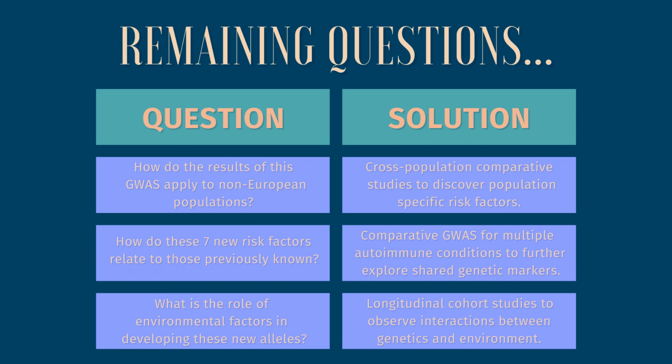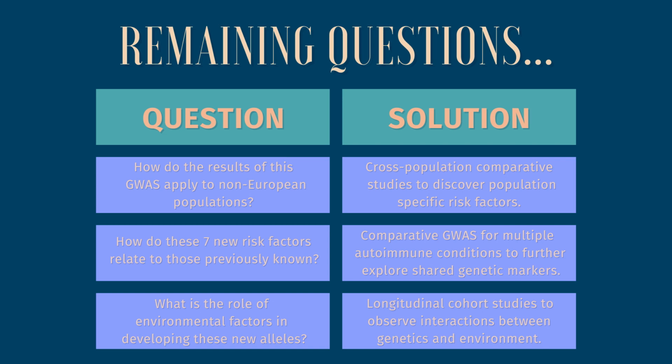After learning about the GWAS, we were left with a few remaining questions. For example, how did the GWAS results apply to the non-European populations? Our solution was to do a cross-population comparative study to discover any specific risk factors. Another question we had was, how do these new 7 risk factors relate to those previously known? Our solution was to compare the GWAS for multiple autoimmune conditions to further explore shared genetic markers.